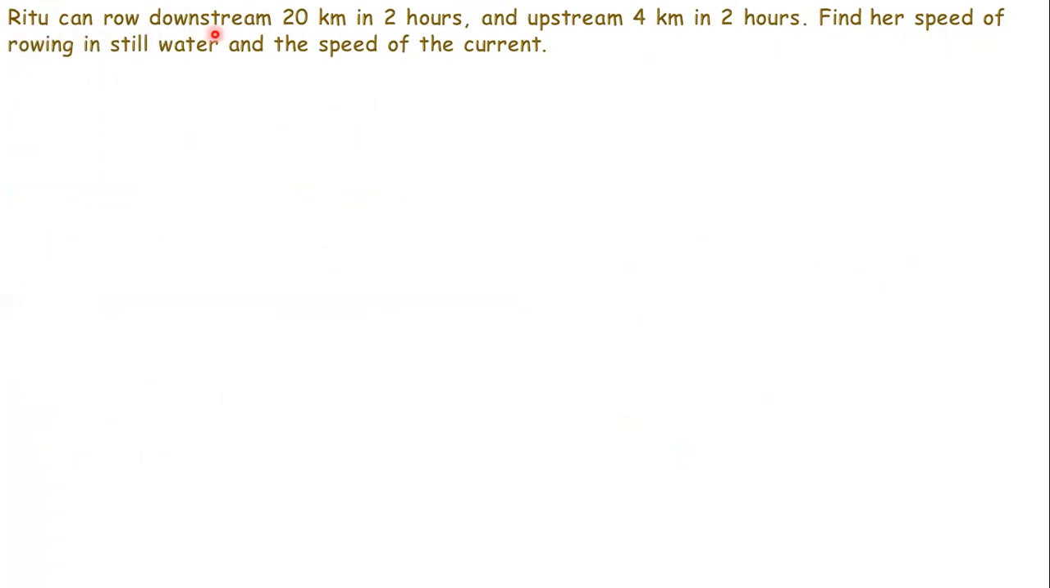Ritu can row downstream 20 kilometers in 2 hours and upstream 4 kilometers in 2 hours. Find her speed of rowing in still water and the speed of the current.